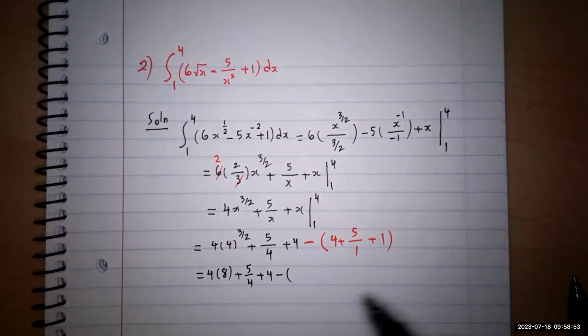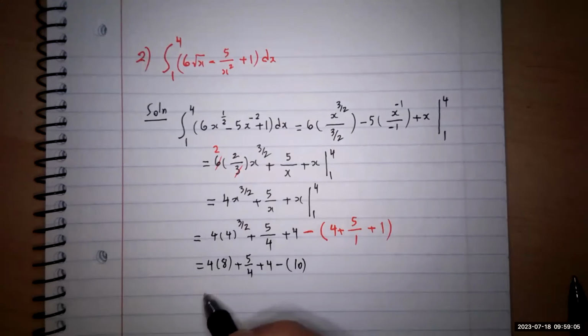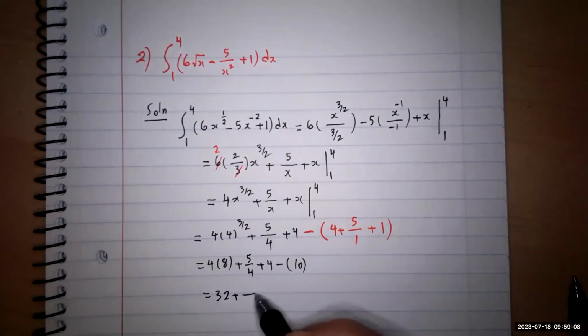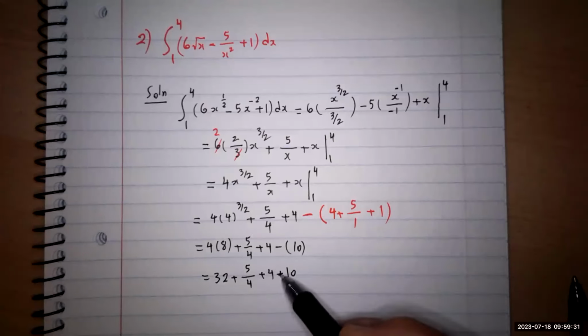Now minus, work inside this parentheses. So that's it. 5 over 1 would be just 5. 4 and 5 would be 9, and 1 would be 10. So 10. Apply the negative sign. This is going to be 32. Okay, 32, that's going to be 5/4 plus 4 plus 10. Okay, plus 10. So what do we have? We have a 32 and 4, 36. 36 and 10. Okay, so that was a 32. The sign, I missed the sign here. Yes, a negative 10. Okay, so minus 10.